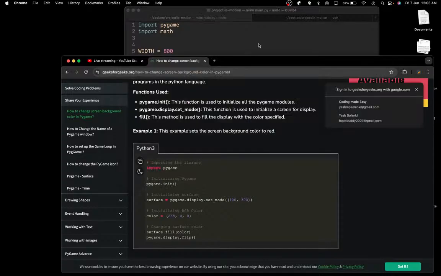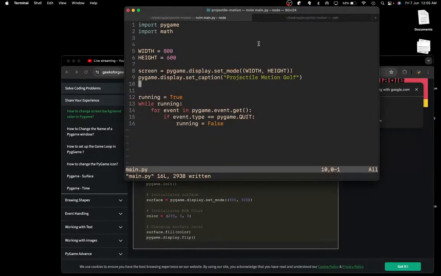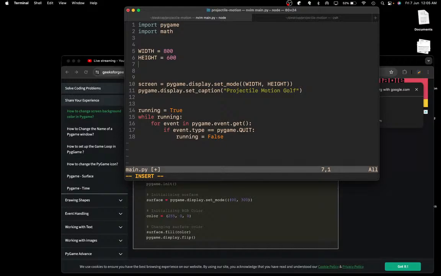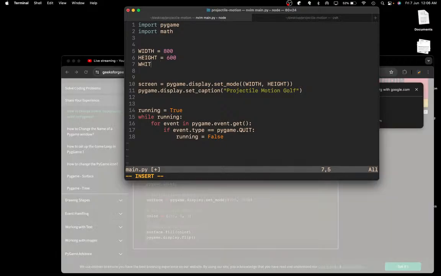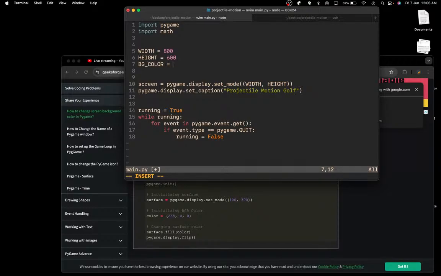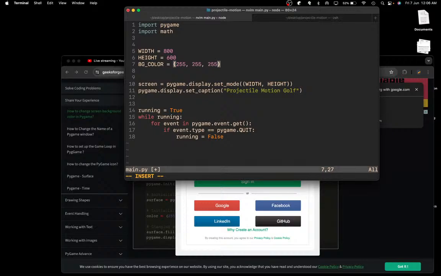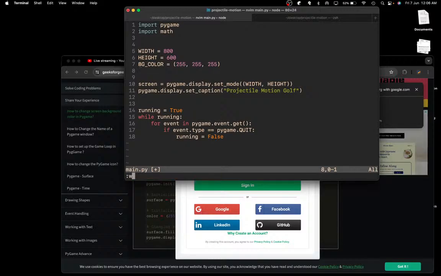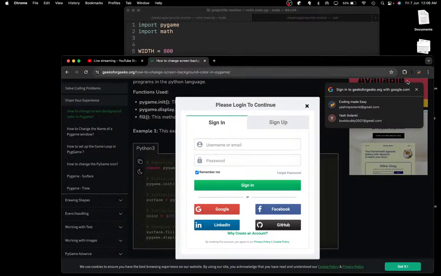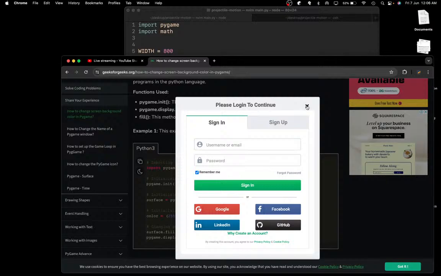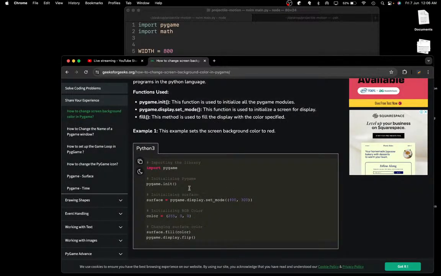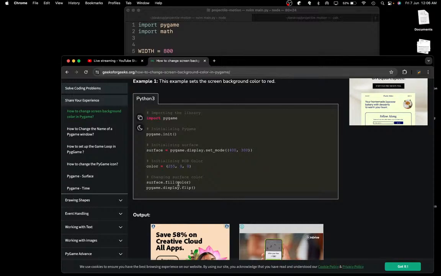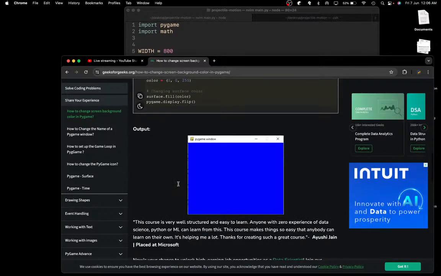Alright, so I'm going to set a background color. I'm going to set it to white for now. We might change it a bit later. Actually, I'm just going to call it BG color, and we're going to set it to white. Okay, so screen.fill. I don't really understand the entire pygame.display.flip thing that people do. I don't want that.